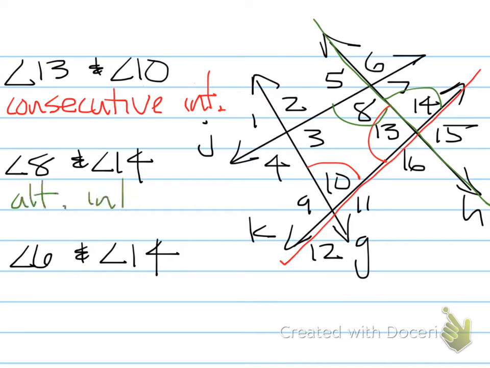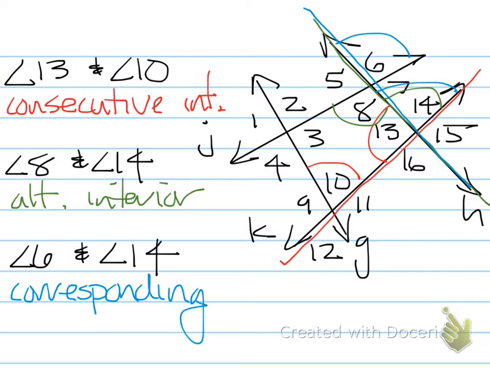8 and 14 are along the transversal H. They are on alternate sides of the transversal. They're both interior, so they're alternate interior angles. And angles 6 and 14, they are along the transversal H. They are on the same side of the transversal. One's interior, one's exterior, so they're corresponding angles.